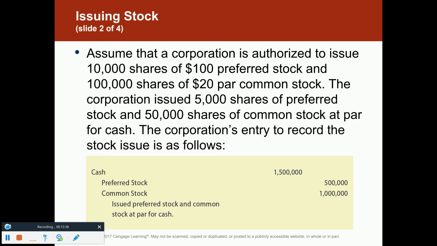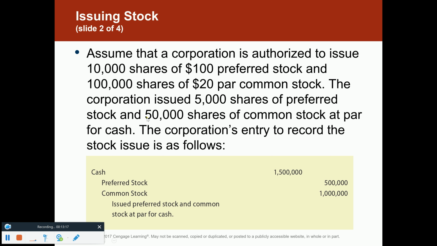Okay, issuing stock. All right, so here's an example. A corporation is authorized to issue 10,000 shares of $100 preferred stock and 100,000 shares of $20 par value stock. Those are the authorized shares. Those are the maximum limits. So what does the company actually issue? The company actually issues 5,000 shares of preferred stock, and we're going to issue them at our par value. So 5,000 times $100. We'll credit preferred stock for $500,000.